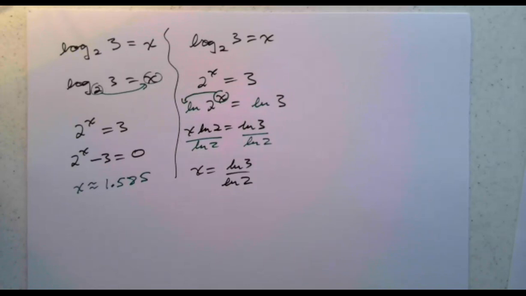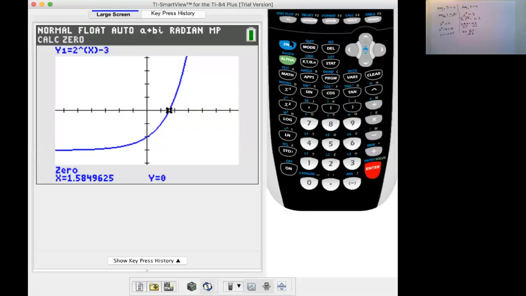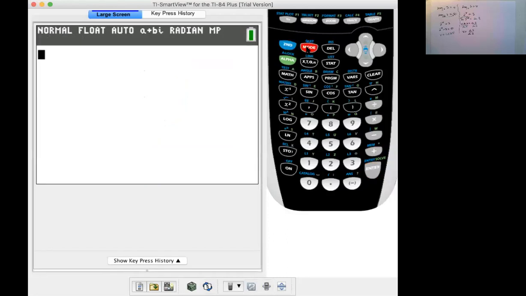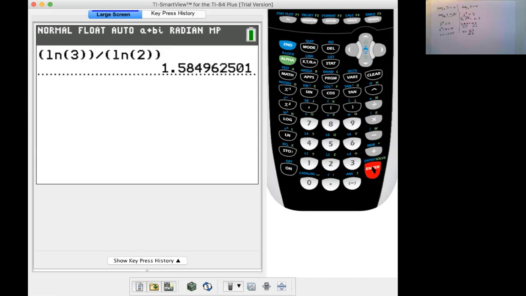We hope that is the same as 1.585. Let's take a look. So upstairs we have natural log 3. So here's again, this is an exact answer, divided by natural log 2. And what do we get? About 1.585. So that makes me feel pretty good.